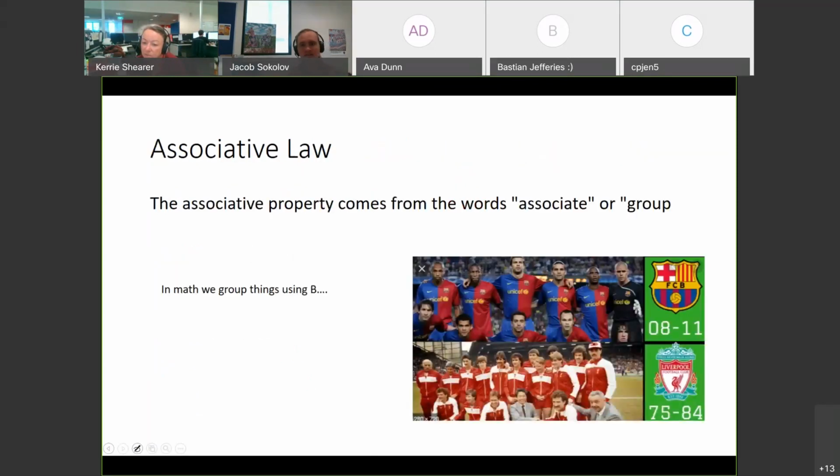Right. The next rule that we need to talk about just for the Mathletics is the associative law. The word associative comes from the word associate or to group. So the picture I have is of soccer players. I think one's Liverpool. I don't know what the top one is. FCB. But Barcelona. Thank you. But these are all soccer players. They're just in different groups.